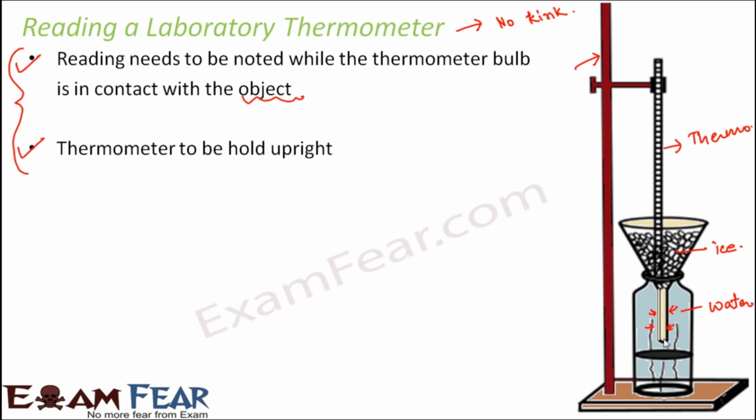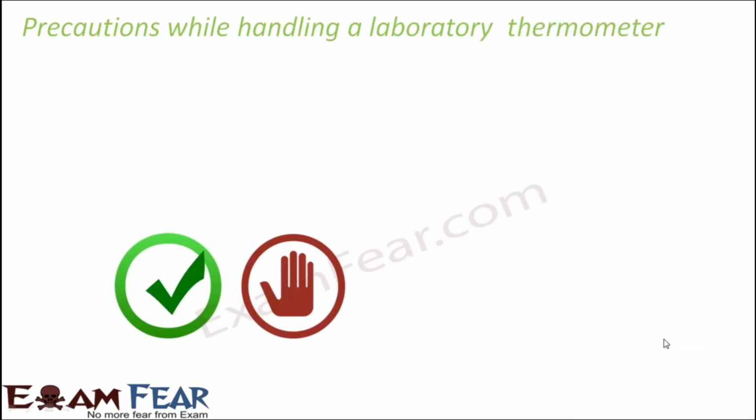So now let us look at some of the precautions which have to be taken while we are dealing with a laboratory thermometer. So first thing is again the same, we have to handle it with care to prevent breaking, because even inside the laboratory thermometer there is mercury, because construction wise it is almost the same as the clinical thermometer. So it is made up of glass, and inside the glass tube you have mercury. So if it breaks, then disposing the mercury will become a tedious job.